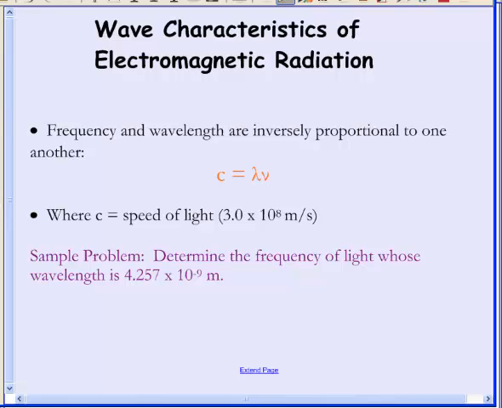Wavelength and frequency are related. They're inversely proportional, but when we multiply them together, we get the speed of light. So that's how all three of these characteristics of radiation or light are related to each other. So you might want to get this formula down, that the speed of light is equal to the wavelength times the frequency. And we're going to do a sample problem. If you need to pause right now because I might be going too fast, you might want to do that. But I'm going to continue on with this problem.